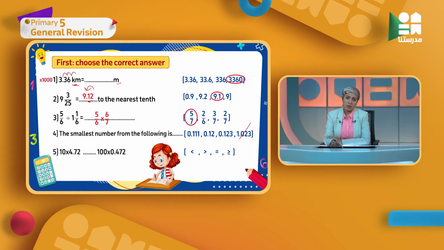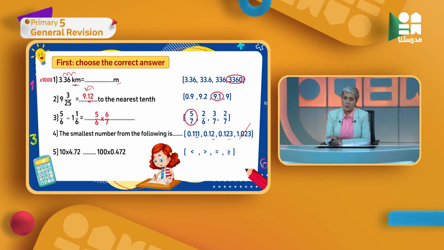So I will look at the 100th place, which is the second place after the decimal point. So here, in the first number it is 1, in the second number it is 2, we started to find differences, and in the third number it is also 2. So I have here 1, 2 and 2. Which is the smallest number of these three? Of course the 1 is smaller than the 2. Then my choice is 0.111. This is my smallest number.